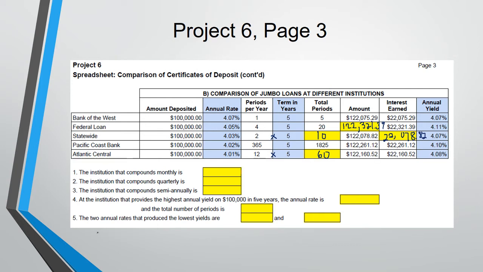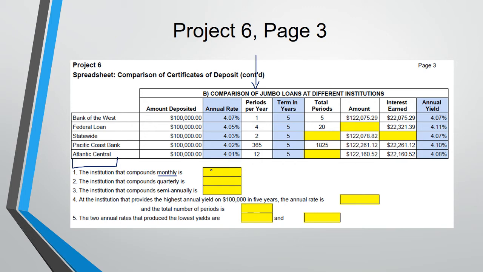The next 3 questions, we're also going to be looking at the table. For this one, we're trying to find the institutions that compound monthly. So what you want to do is take a look at this table right here, periods per year. We're looking for the institution that compounds monthly. If you remember, monthly means compounding once per month. That means in 1 year, we are compounding 12 times. So that is going to be Atlantic Central.